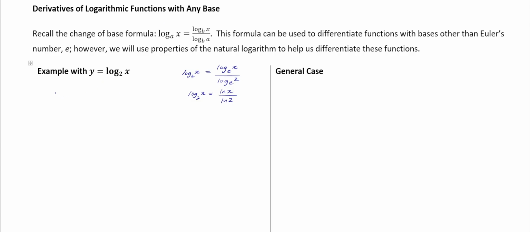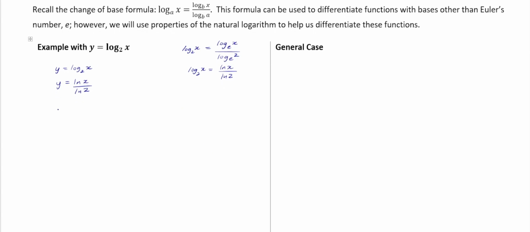So I'm going to rewrite this function right here: y is equal to log base 2 of x. Then I can rewrite it as ln x all over ln 2. I recognize that the natural logarithm of 2 is just a constant. It's actually just a number. So I can treat that as a coefficient, 1 over ln 2 times the natural logarithm of x. And so I differentiate both sides with respect to x.